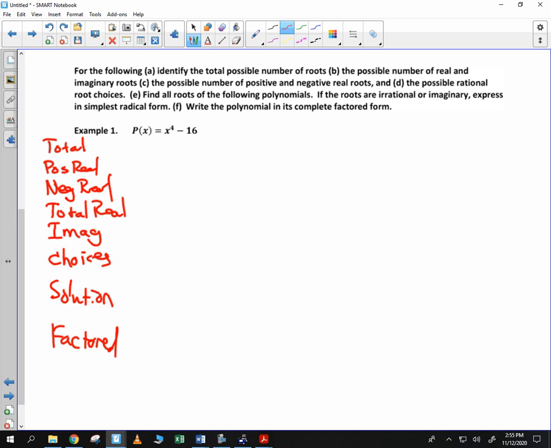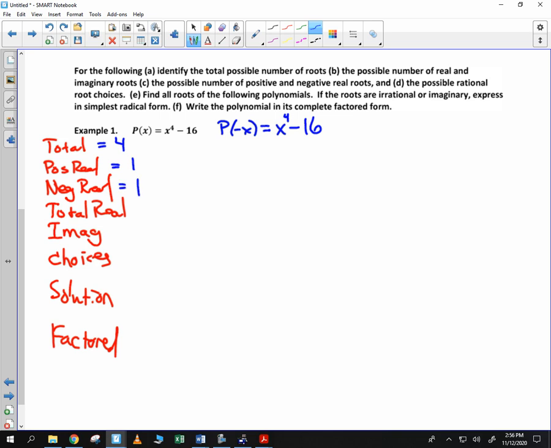It says p of x is equal to x to the fourth minus 16. Because of the exponent 4, it has a total of 4 solutions. The number of positive reals is equal to the number of sign changes. There is 1 sign change. The number of negative reals is equal to the sign changes under p of negative x. Notice that p of negative x is still x to the fourth minus 16. As you see there, there is 1 sign change.